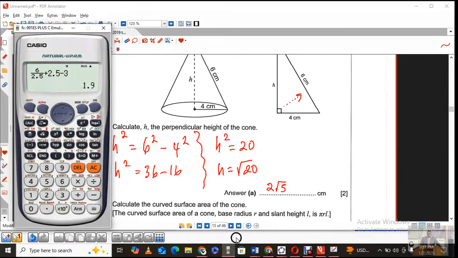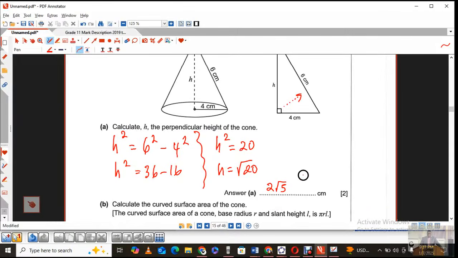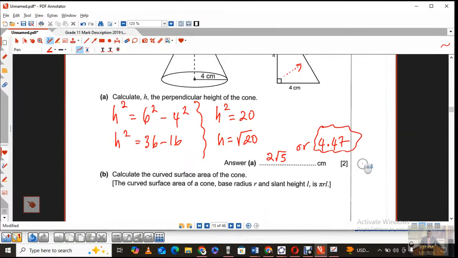Or you can simply just go ahead and use the calculator. So that is going to be the square root of 20, 2 root 5, and then you can change it to 4.47. So you're allowed to give your answer in this form, or 4.47, since it's a number that is not exact. You will definitely have to give your answer to 3 significant figures.